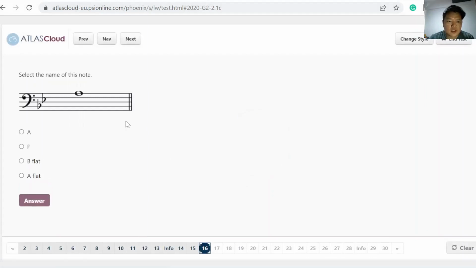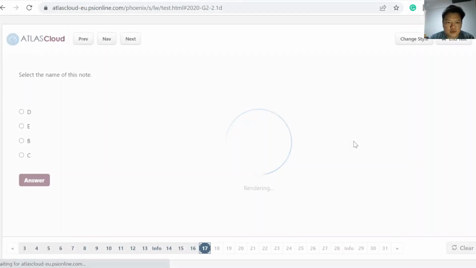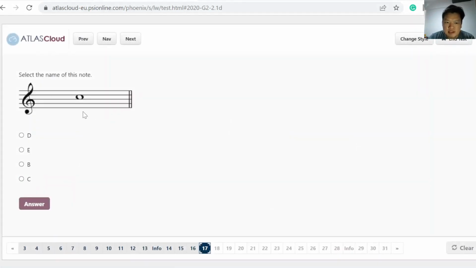Next one. Okay, name this note. So G, go up, is an A note here. Is there any flat? No, because the key signature is B flat and E flat, so it's an A. Next one. Okay, this is easy, right? It's a C note.